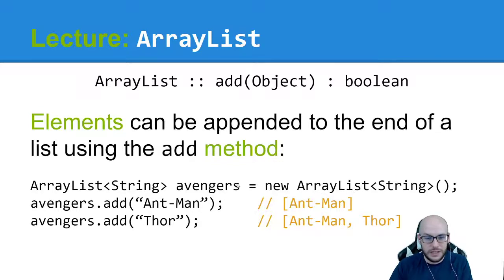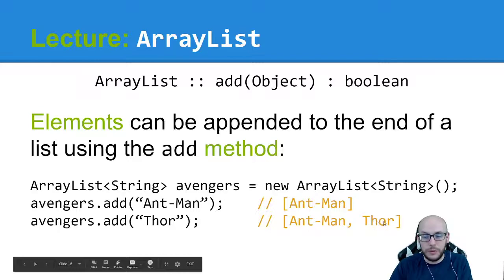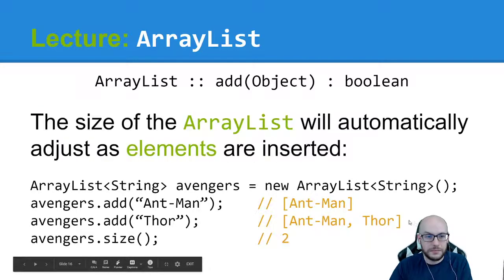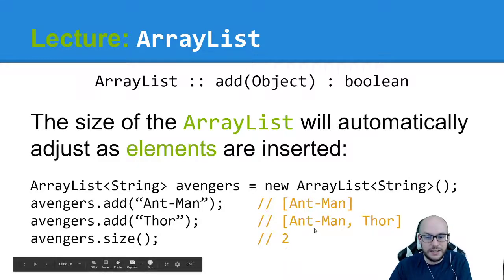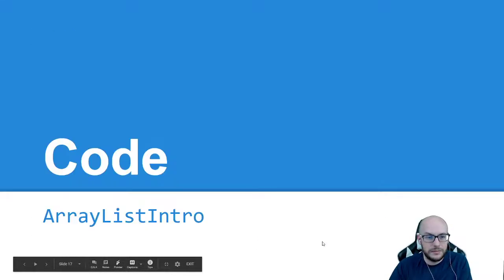So we can see in this example, we construct our array list called Avengers. I take Avengers and I add Ant-Man. The contents of it is just Ant-Man at that point. If I take Avengers and then add Thor, well, we're going to tack on Thor. We're going to append Thor to the end of this array list. If I were to then ask for my size, well, it's changed. There's elements in there now, right? The size is exactly 2.